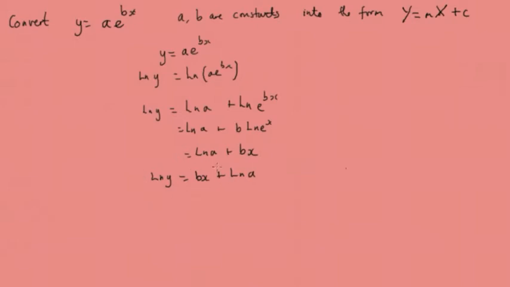If we look at this, now we're going to compare this to y equals mx plus c. So we'll write this underneath. And what we see is the natural log of y is like y. The gradient corresponds to b. X is still x. And the log of a is c.